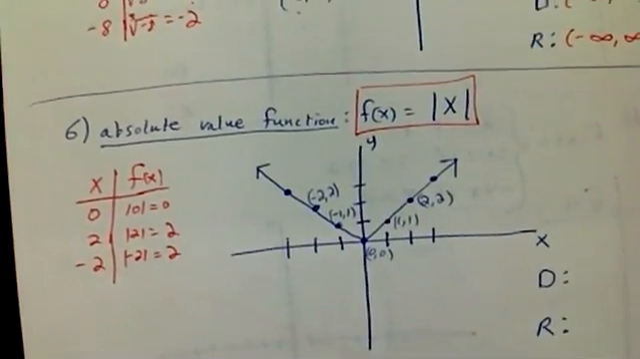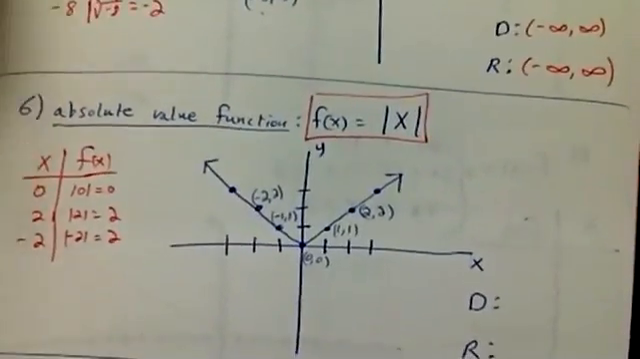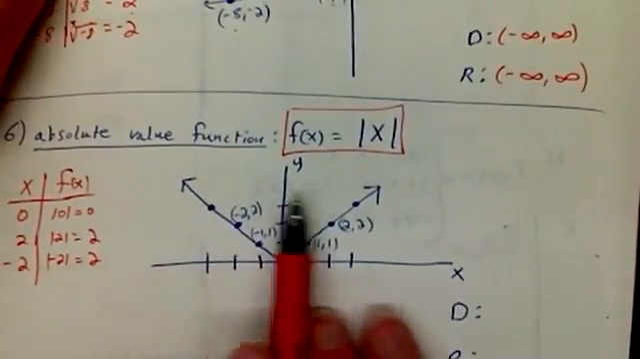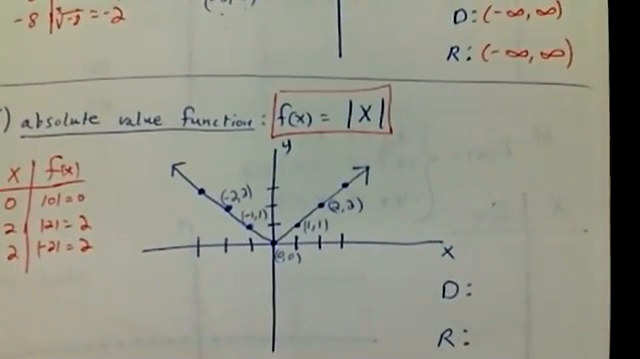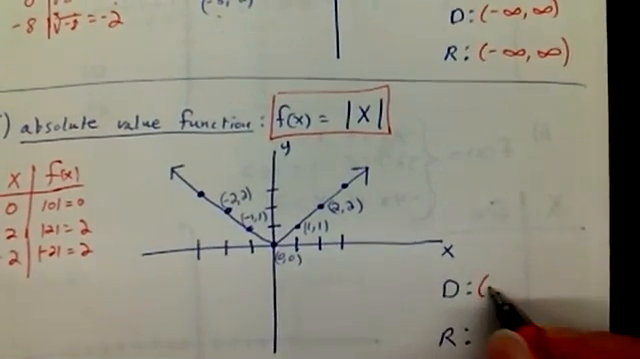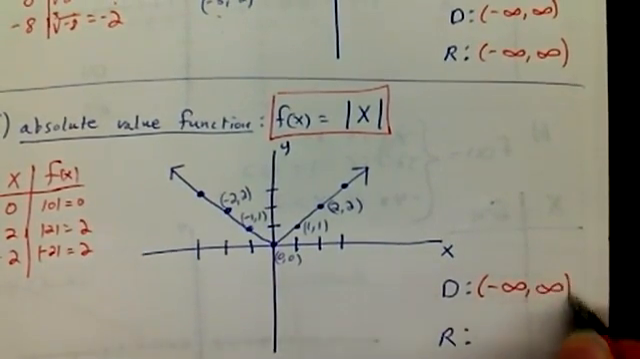Okay. So if we ask ourselves what the domain is, what are all the x's? It looks like it'll be everything. Think about if there's any restriction. Can I take the absolute value of any real number I put in there? I can. So the domain here is -infinity to infinity.